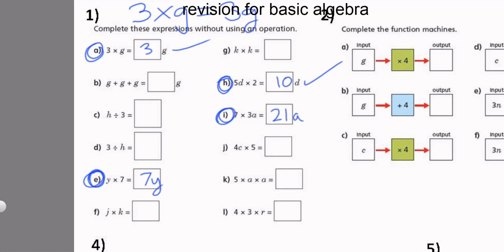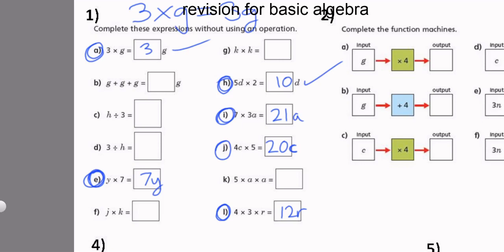Question J. Right, we have 4c times 5. 4 times 5 is 20. And don't forget the letter c. The times symbol has disappeared again. Let's do that one there. 4 times 3 is 12. Don't forget the letter r. There you go.